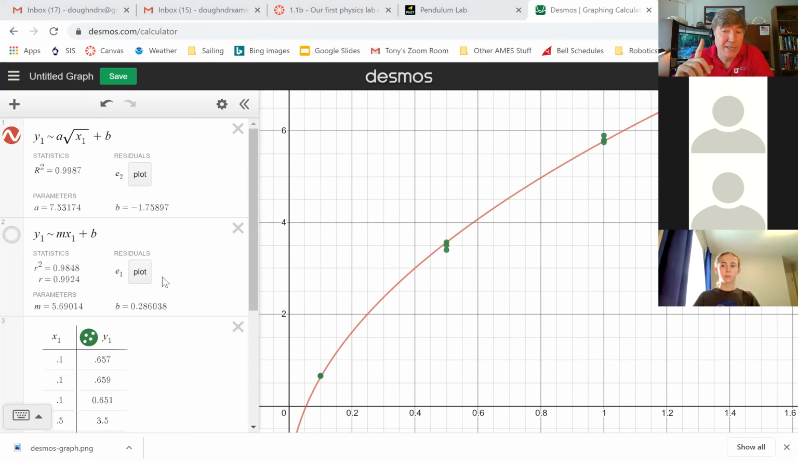Now, one last thing, or a couple last things before you go. One is, how do you know which equation is the best? Did your math teacher talk to you about this r squared number that you see up in the left here? Do you see how for my square root function, my r squared value is 0.9987. For my linear function, the r squared value is 0.98. Does anybody know about r squared and what that means?